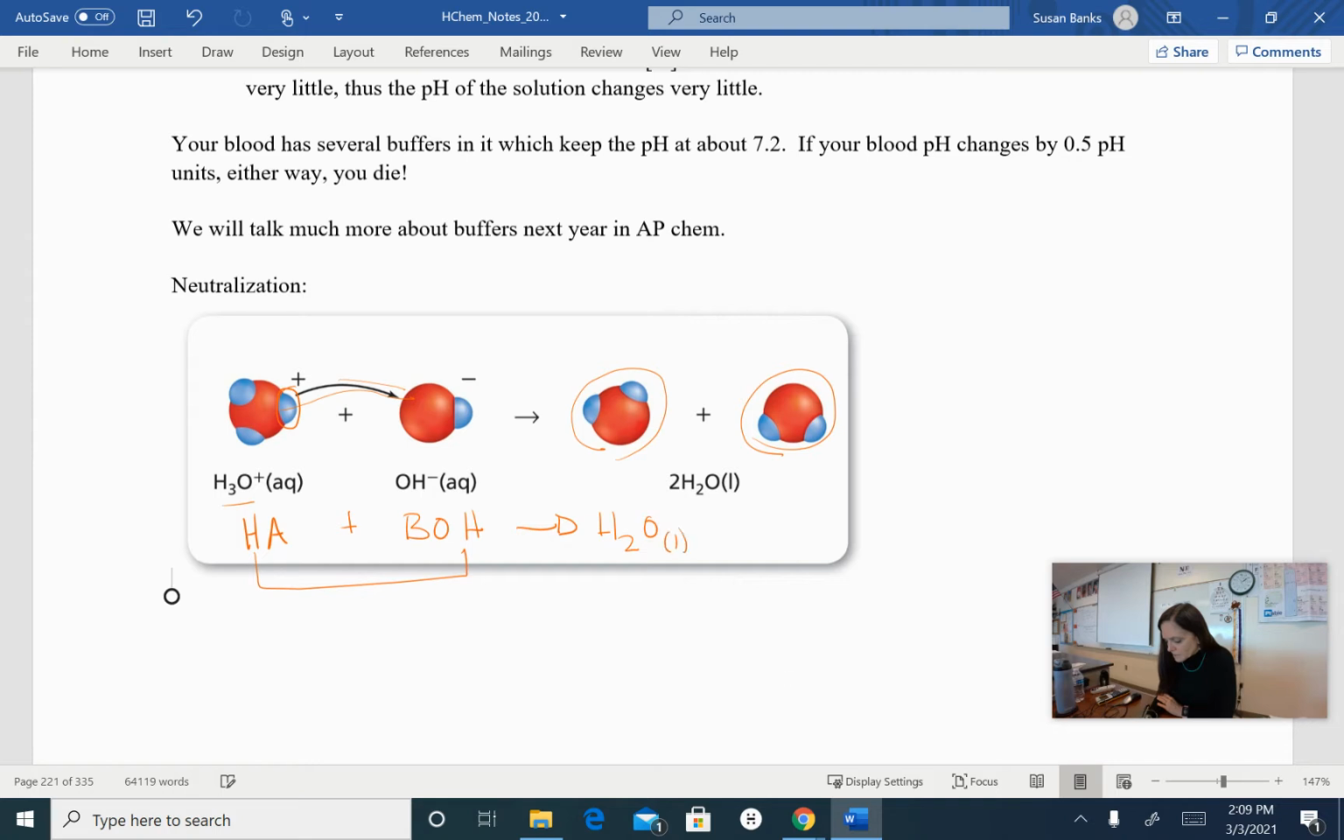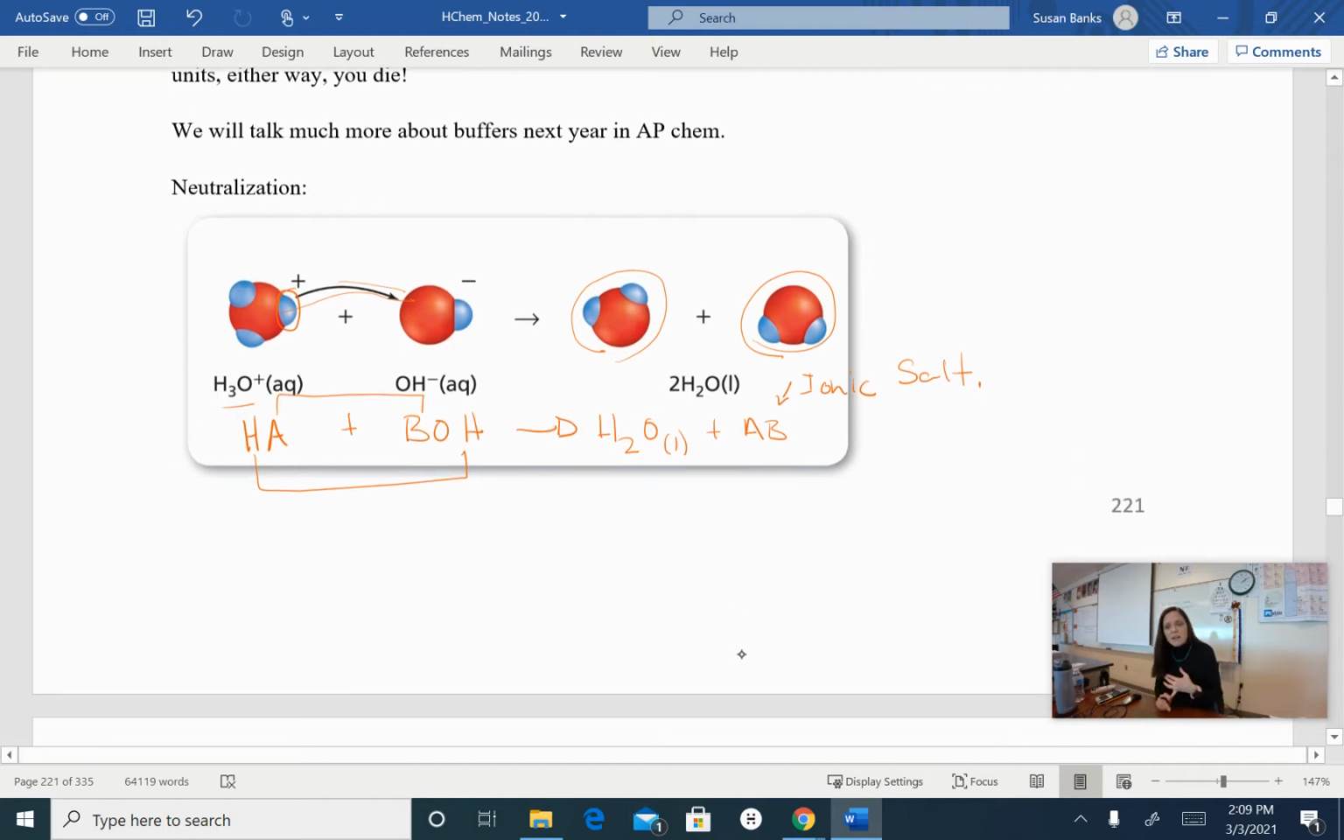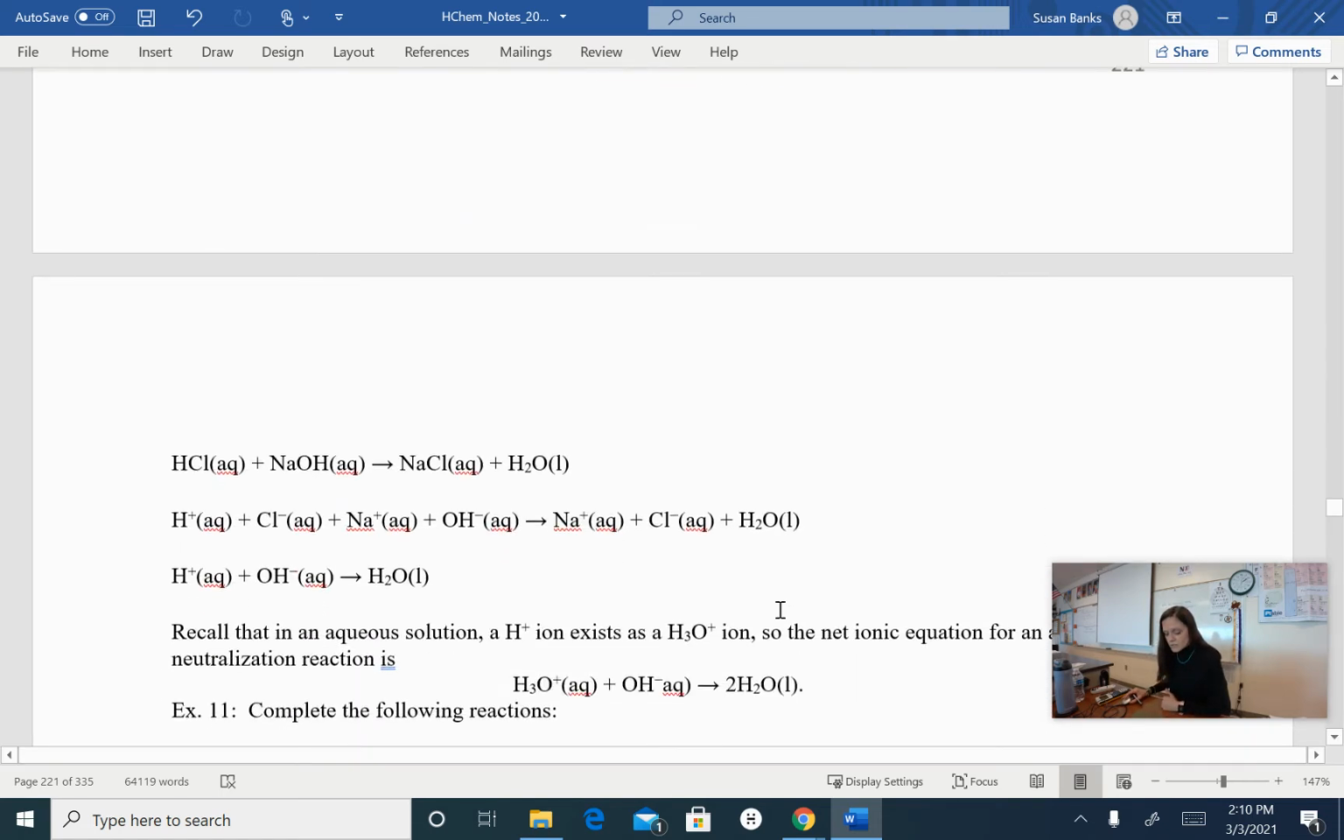So I have liquid water, and then I will create an ionic salt. This will be an ionic compound or an ionic salt. So when I put an acid and a base together, I make water and some kind of ionic salt. We're going to learn how to figure out the net ionic equations on these, and then in a next video, we are going to learn how to do the math behind these with quantitative neutralization. So let's work on the ionic equations first.